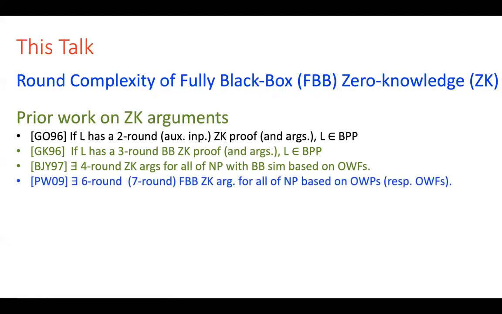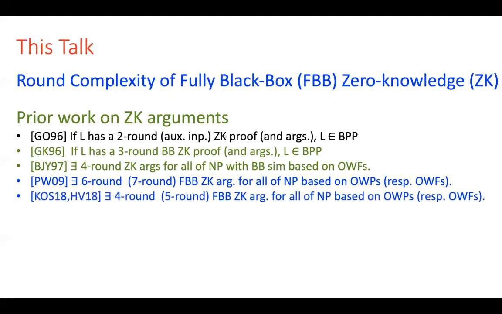More recently, Pass and Venkitasubramaniam showed that there exist 6-round, respectively 7-round constructions that are fully black box based on one-way permutations and respectively one-way functions. This was more recently improved in a work of mine with Hazay and independently by Khurana et al., where we showed that 4-round can be based on one-way permutations and 5-round based on one-way functions.